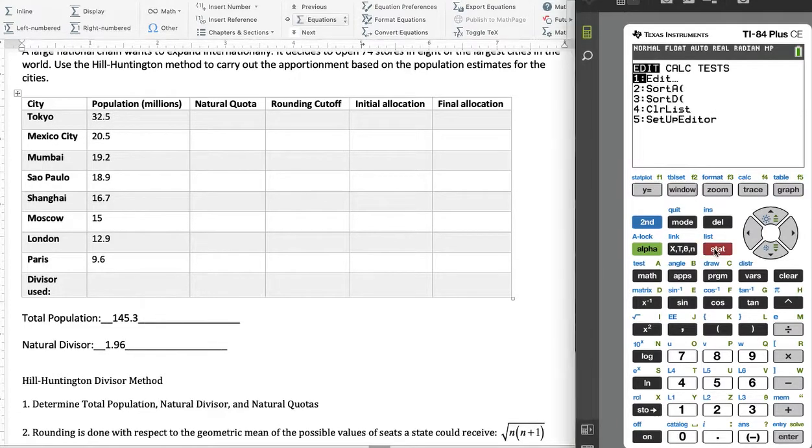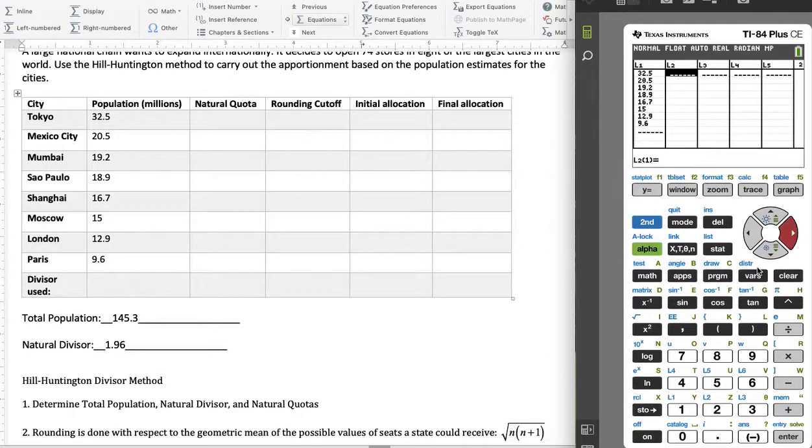In the calculator, we did the calculations. We found the natural quotas for each of these before. Now we're going to go into the spreadsheet to work through this. I want to see the Hill-Huntington rounding cutoff figured out so that we can see where that comes from, and really appreciate the spreadsheets that we have.